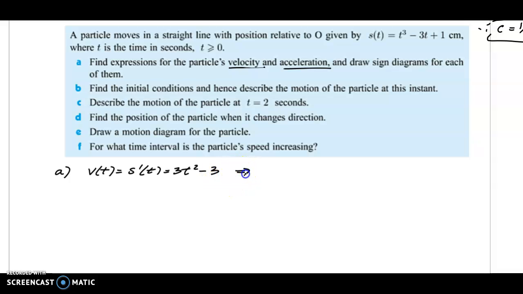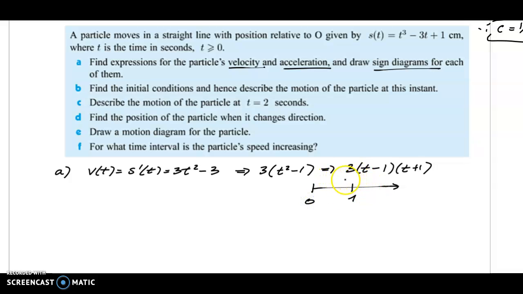Perfect. That implies, though, that you can actually factor this, because you're going to draw a sign diagram. So pull out the 3. So this is going to be t squared minus 1. Well, that also can be factored. So 3(t minus 1)(t plus 1). Right? So again, what we see, we can reject the negative 1, but we keep the 1, so this is our 0.